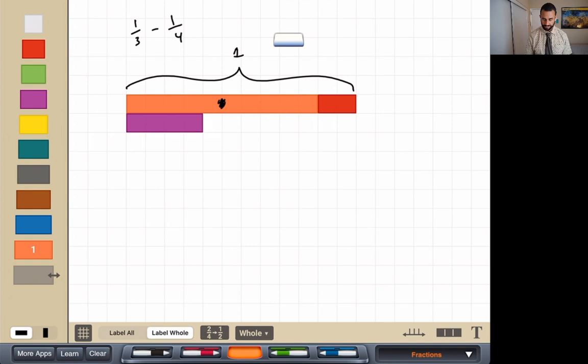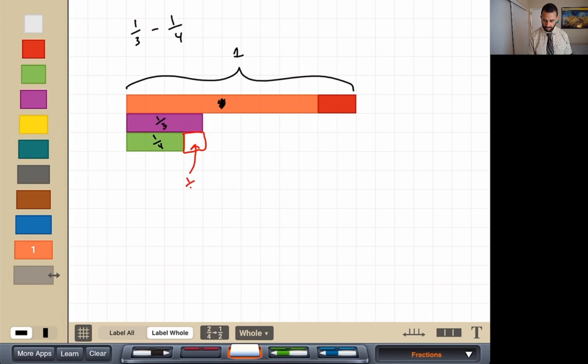And so what I'm going to do is I'm actually going to say this. Here's 1/3. This is 1/3. I'm going to label that as 1/3. I'm going to label this as 1/4. And if we're doing 1/3 minus 1/4, then what we're looking for is this right here. This right here is 1/3 minus 1/4.